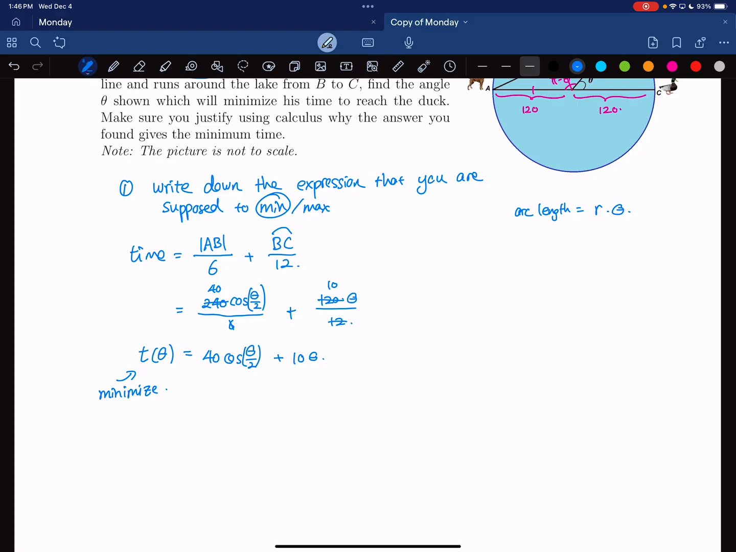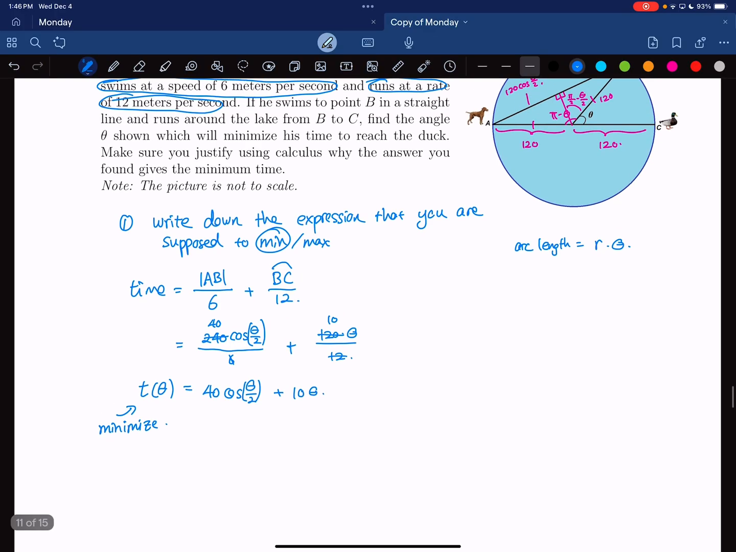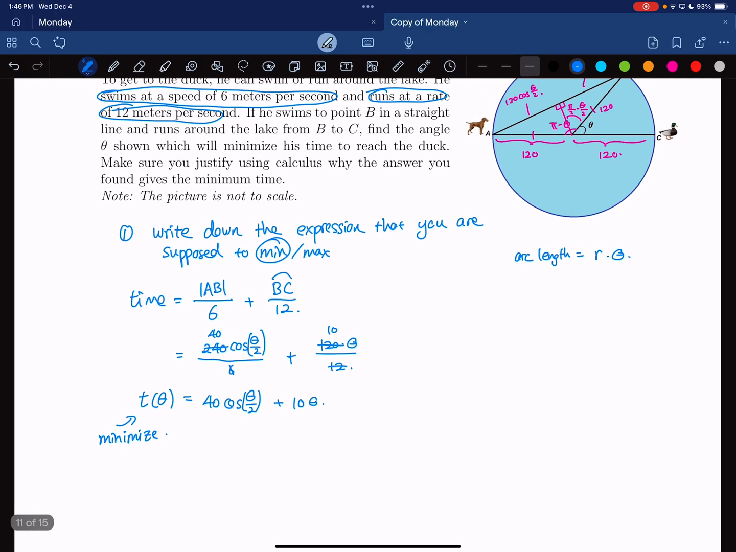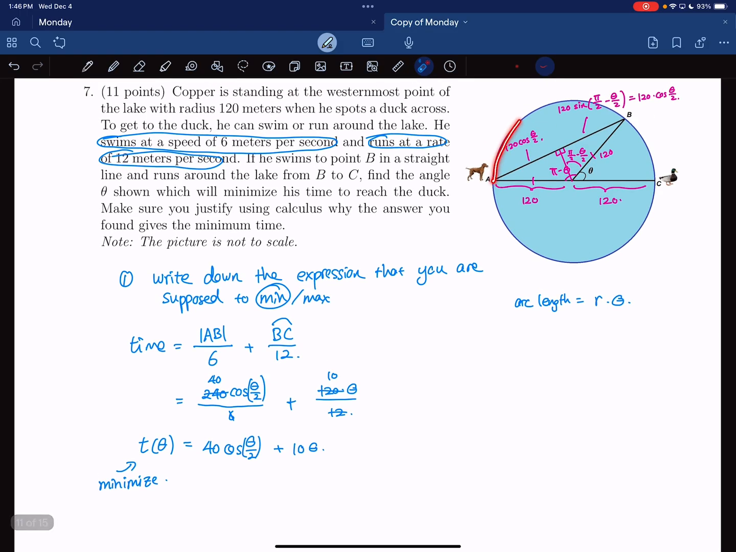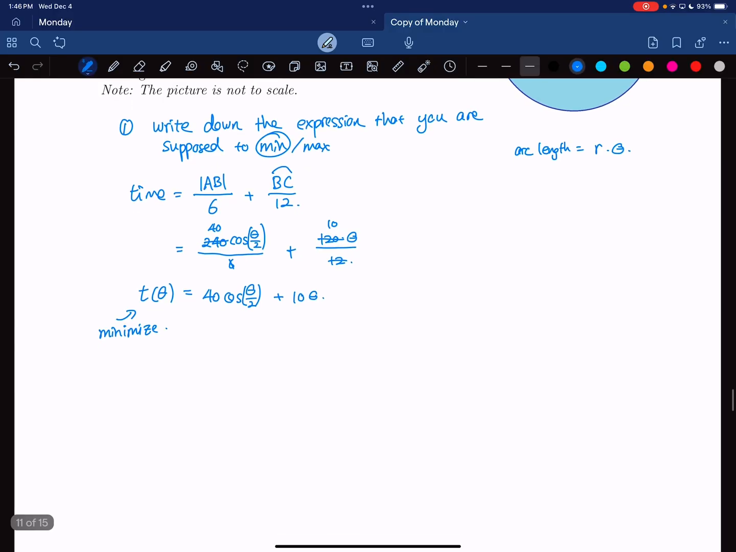Now, for optimization questions, you also need to write down the constraint. The constraint is very important. So here the constraint is that, well, theta is going to be the variable, but how small or how big can theta be? From the picture, you can immediately see the smallest value that theta could be is 0 degrees. That means Copper is just going to swim right across to the duck. And the biggest value for theta is 180, or pi. That means Copper is not swimming, just running around the lake to get to the duck. So the constraint here is that theta has to be between 0 and pi.